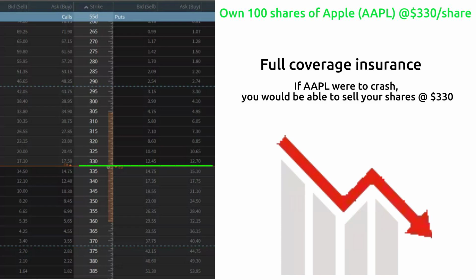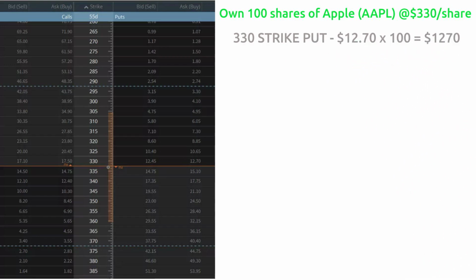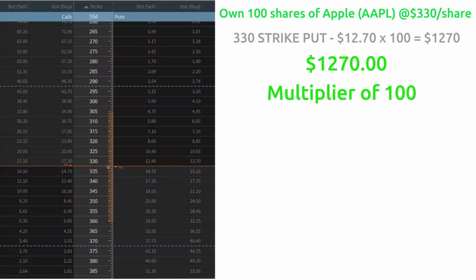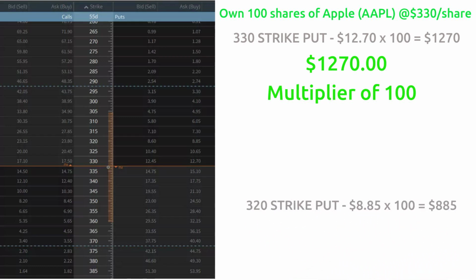Even if Apple's market price falls below $330, looking at the option pricing, you can see that it would cost around $12.70 for the 330 strike put. And remember, we multiply that by 100. So the cost of one contract of this 330 strike put would be about $1,270.